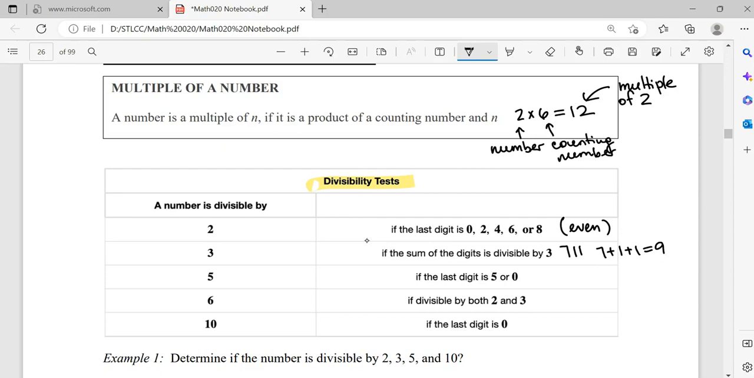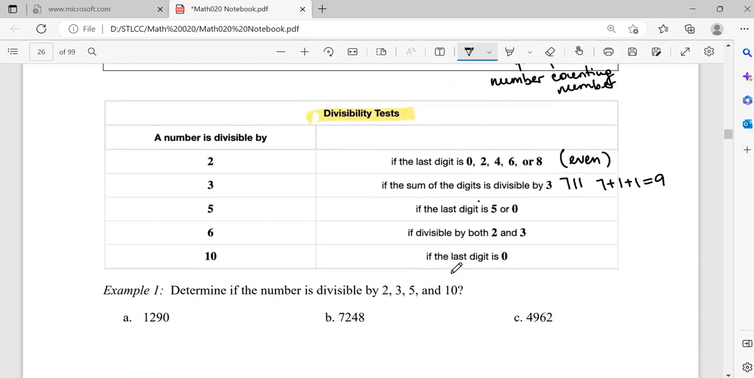Not a very common skill to have, but if you wanted to learn that, this would be a skill. 5 is easy. Divisibility by 5 is easy. If you look at your multiplication table, the last digits of all those multiples are either 5 or 0. So if a number ends in 5 or 0, it is divisible by 5.